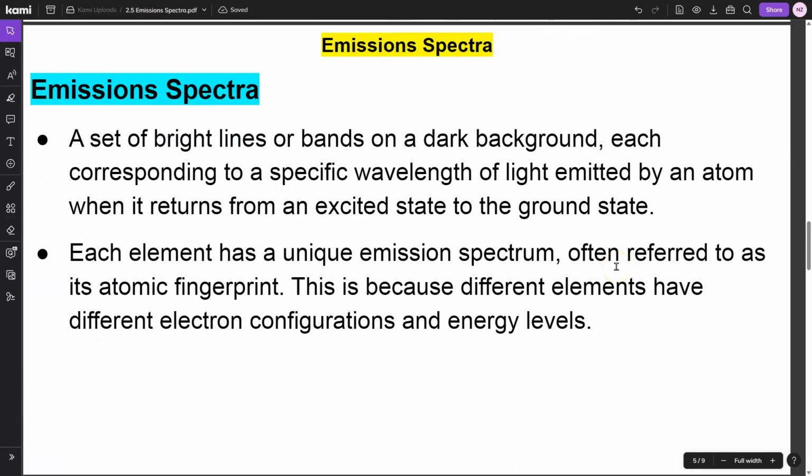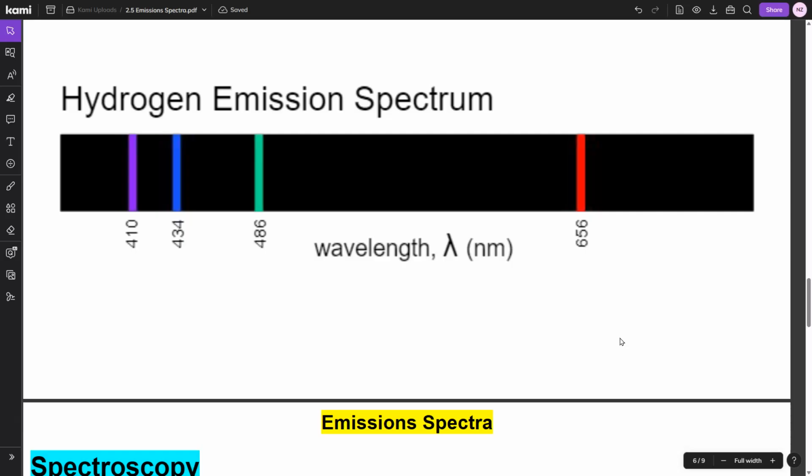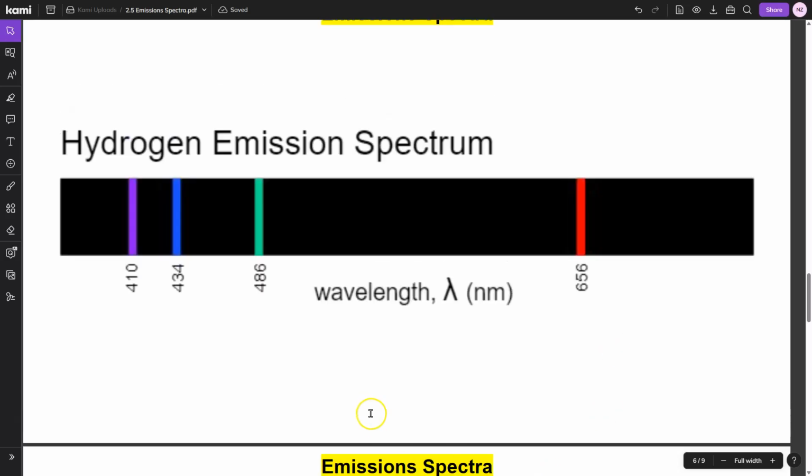Each element has a unique emission spectrum, often referred to as its atomic fingerprint. This is because different elements have different electron configurations and energy levels. So here is an example of what the spectrum looks like for hydrogen. So we'll have bands at 410, 434, 486, and 656 nanometers.